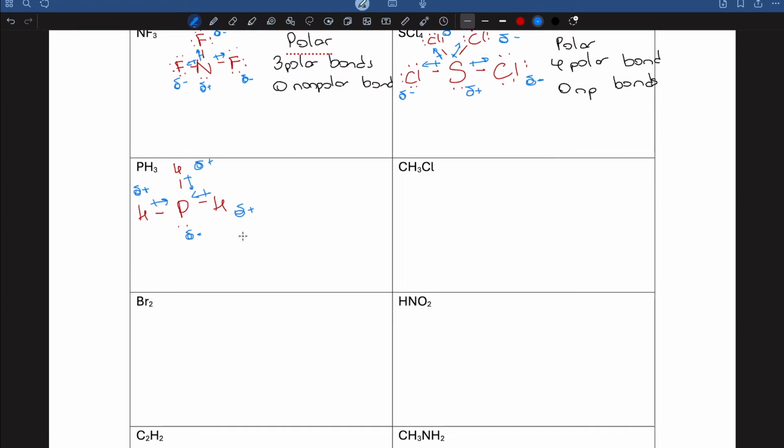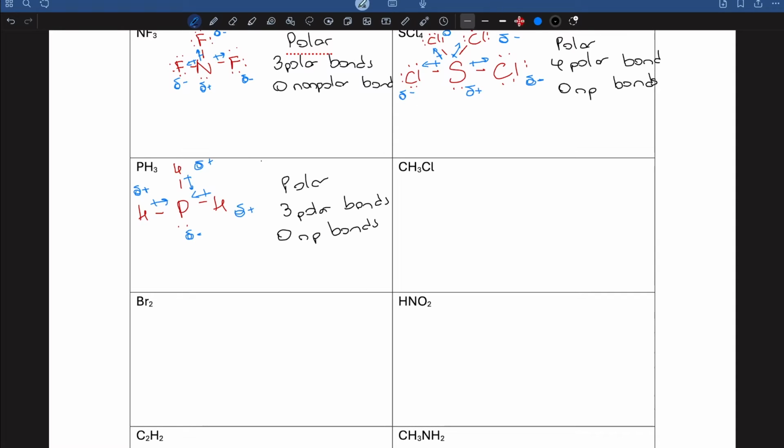Now let's check. Every element has exactly what it wants. Phosphorus has 5 bonds, hydrogen only has one bond, and so the formal charge of every element in this molecule is 0. However, let's try to cancel out some of these bonds. The left and right do cancel out, but the one going down doesn't really have anything to cancel it out. So this molecule is also going to be polar. Once again, it has 3 polar bonds and 0 nonpolar bonds.